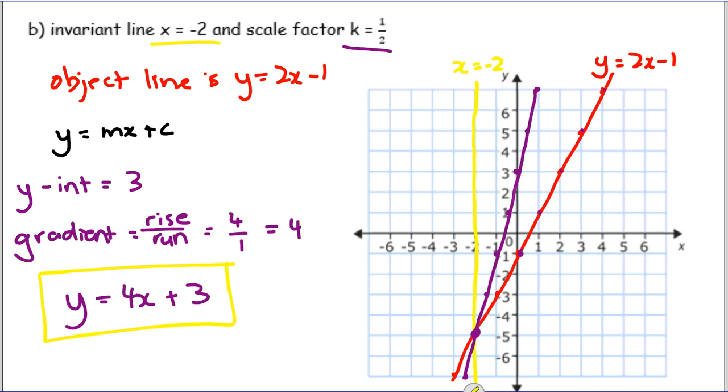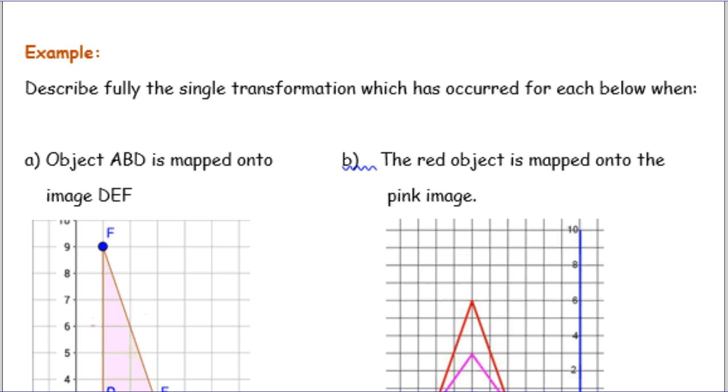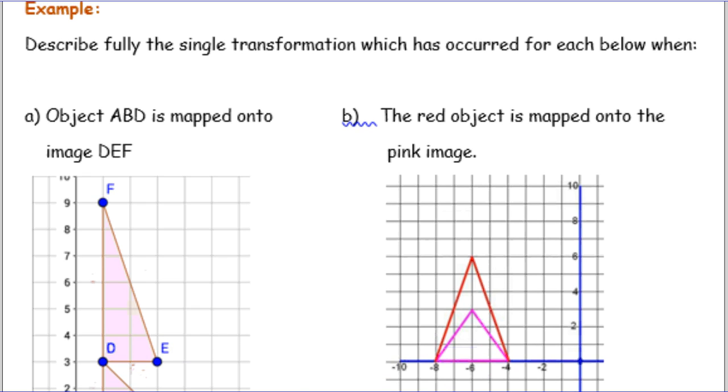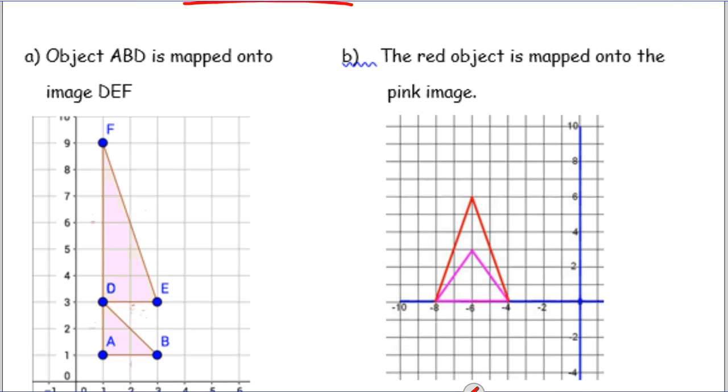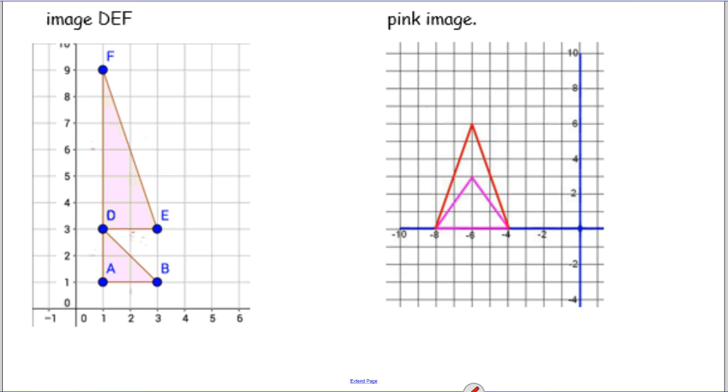Okay, easy enough. And last page I'll do super quickly, because I've got to go to class now. So example: describe fully the single transformation. We'll see a few questions in the topic assignment like this maybe. Describe fully the single transformation which has occurred when object ABC is mapped onto image DEF. So here's the object, I'll just draw it in red. Here's the image in purple.